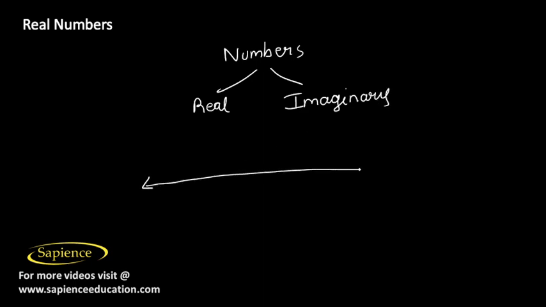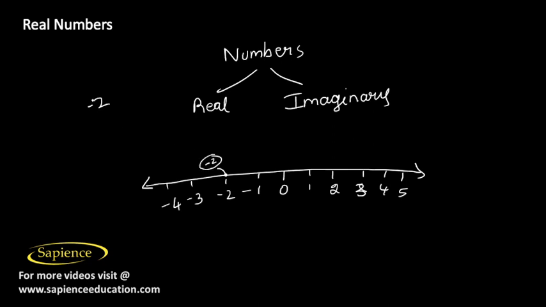Take a number line for example. So this is a number line which consists of all the positive numbers and all the negative numbers. Any number that can be represented in this number line are called real numbers. So let us take an example, minus 2. So minus 2 is right here. So that is a real number.